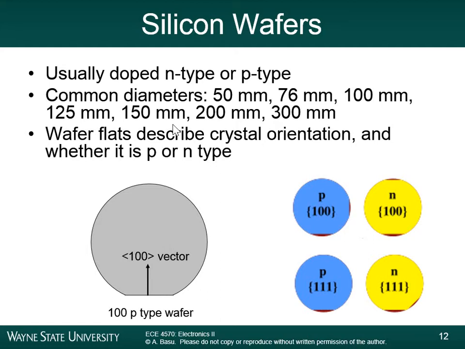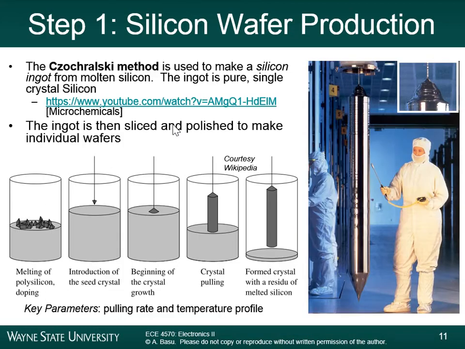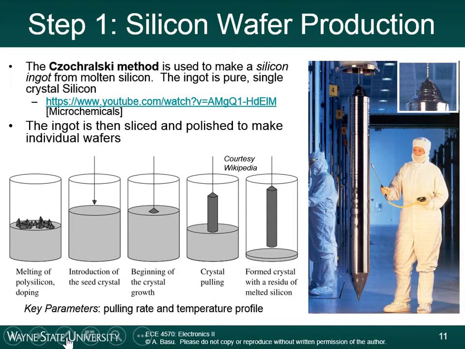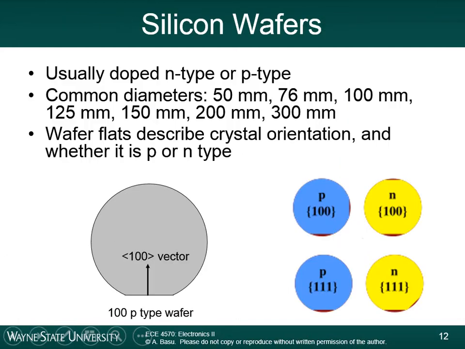With the silicon wafers, after they are sliced up, they are usually doped N-type or P-type. If we go back to this slide here, when we introduce this melt silicon, we actually can do the doping at that time. We'll talk about what doping is later, but for the moment, you can have N-type silicon, which is doped with column 5 atoms, and P-type silicon, which is doped with column 3 atoms.